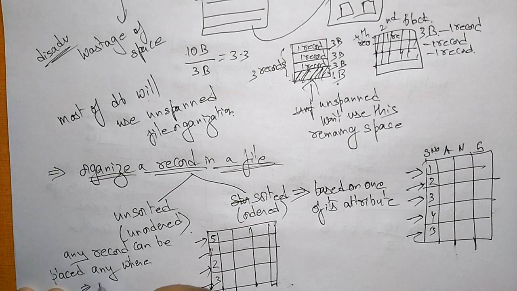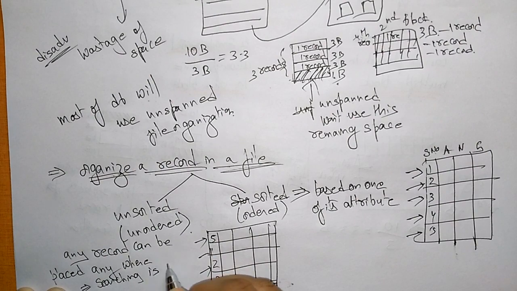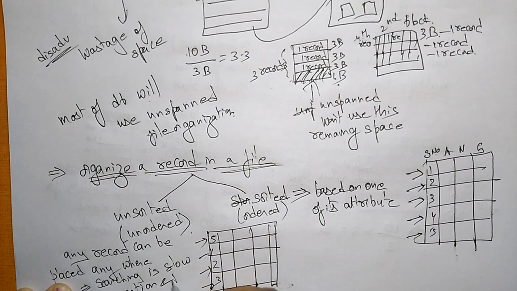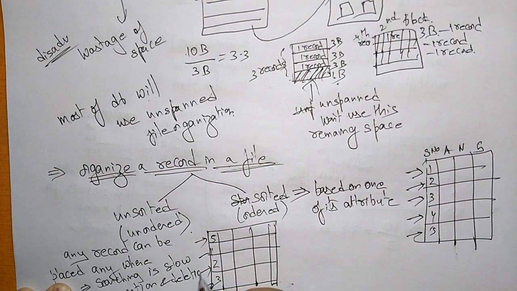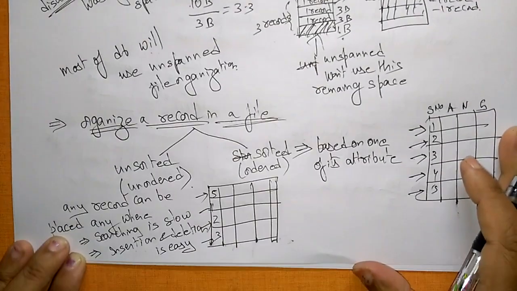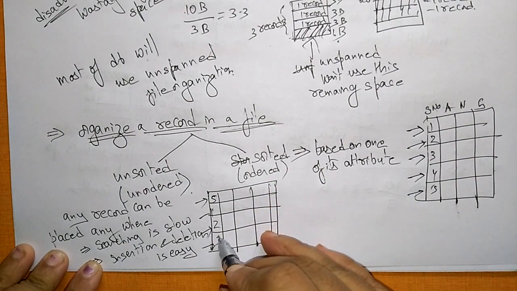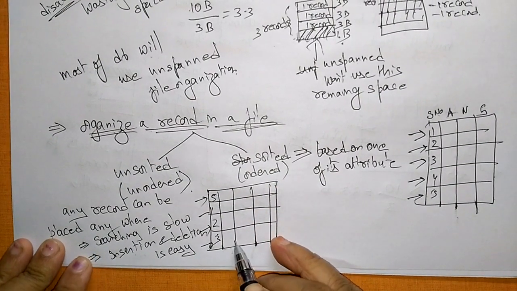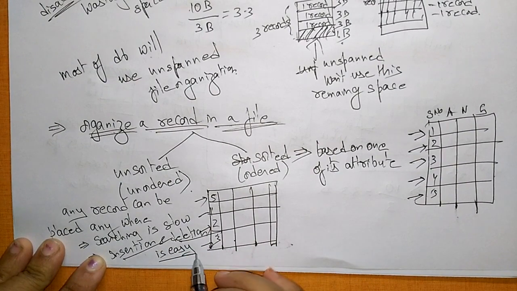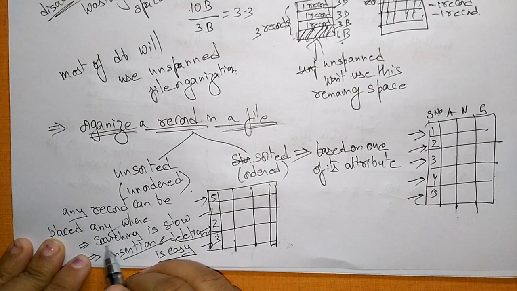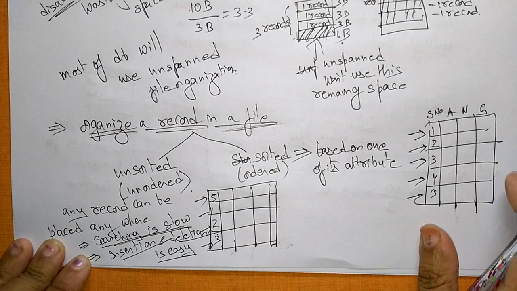But the main problem here is that searching is slow, but insertion and deletion are very fast. Insertion and deletion are easy. Okay, so that is the advantage in an unsorted, meaning unordered, file: insertion and deletion become easy, whereas the disadvantage is that searching will be slow.